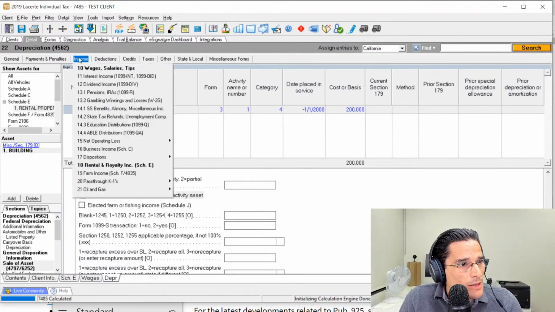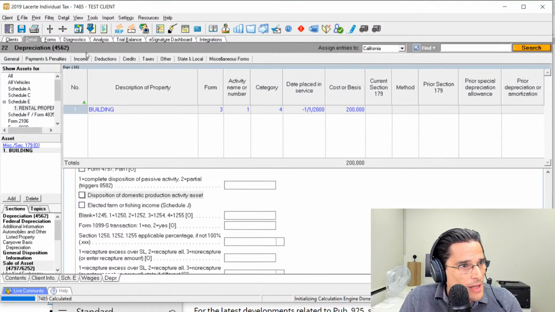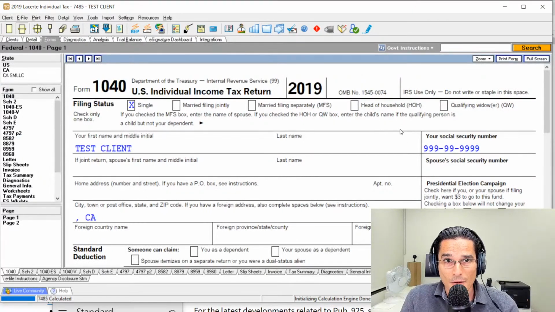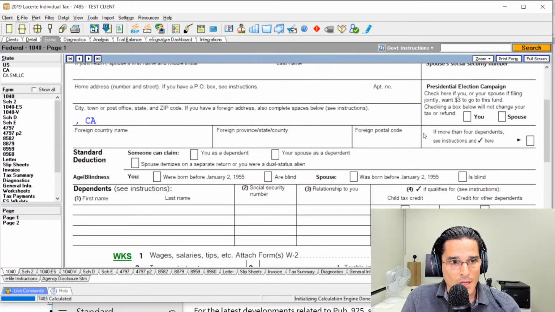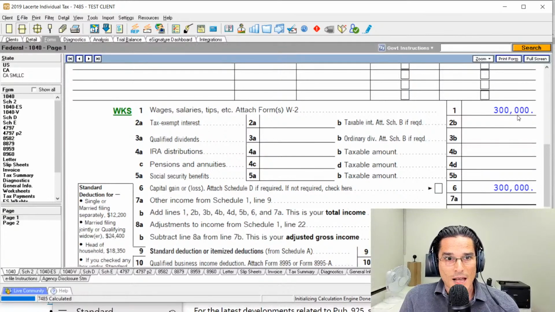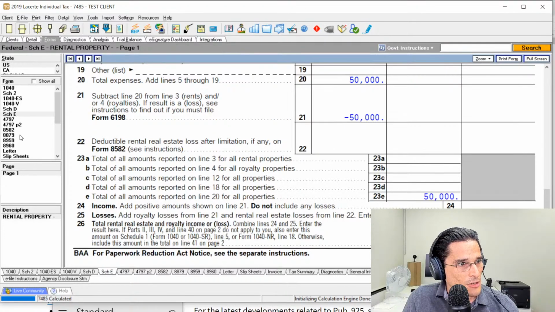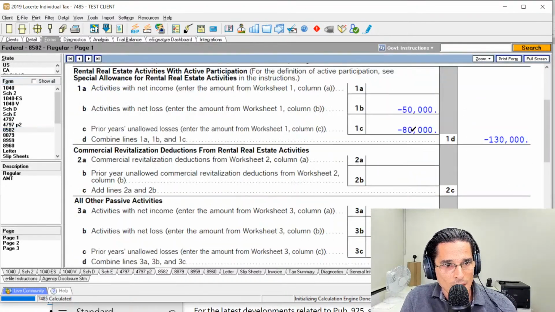So let's start analyzing this. Now, we have the same set of facts. It's just not a complete disposition. So we have the $300,000 in wages, and that is it. No losses for us. Let's take a look at Schedule E. We have the $50,000 loss. Let's take a look at 8582.